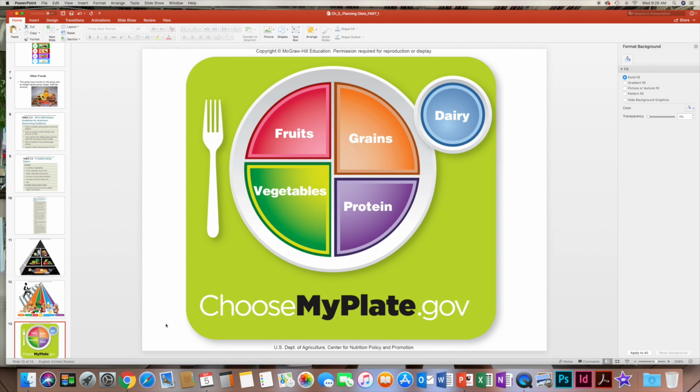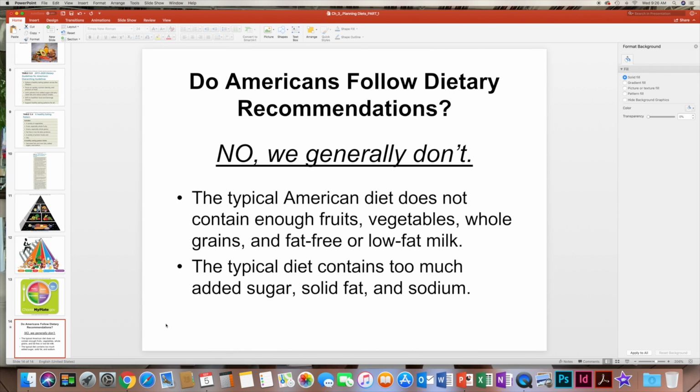So they came out with MyPlate, which breaks it up to how you should design your plate. And choosemyplate.gov is a really good website if you're interested in learning more about how to plan your plate. We don't usually follow the recommended dietary guidelines, unfortunately. We don't eat enough fruits and vegetables. We eat too much sugar and sodium and fat. These are things that we really need to pay attention to when we're thinking about our diet and what we need to do every single day. Planning takes time, but our health is worth the time that we put into planning.